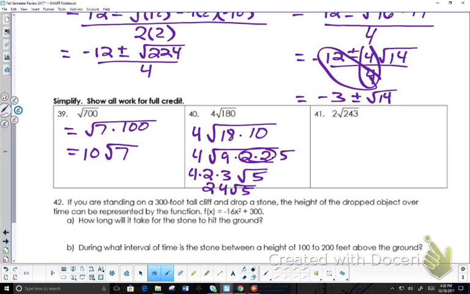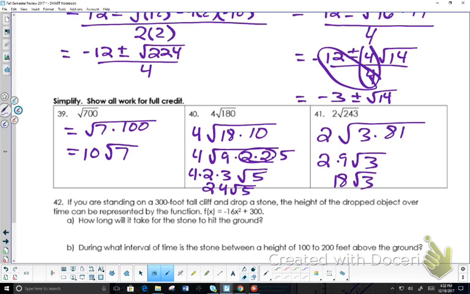Once again, multiple choice type scenario. You can probably use your calculator for this. 243, is 243 divisible by, oh, there you go. 243 you can get by multiplying 3 and 81. The square root of 81 is 9. So then I get 18 square root of 3.